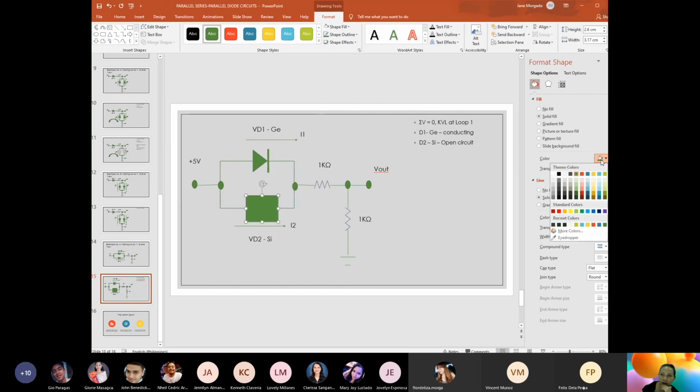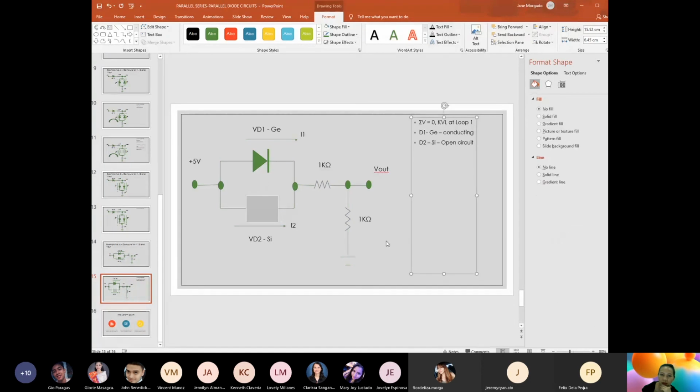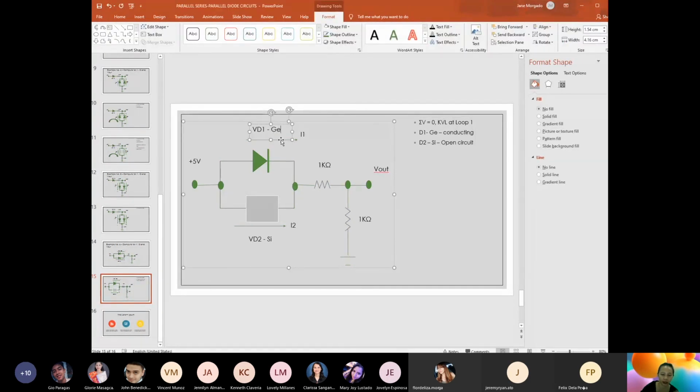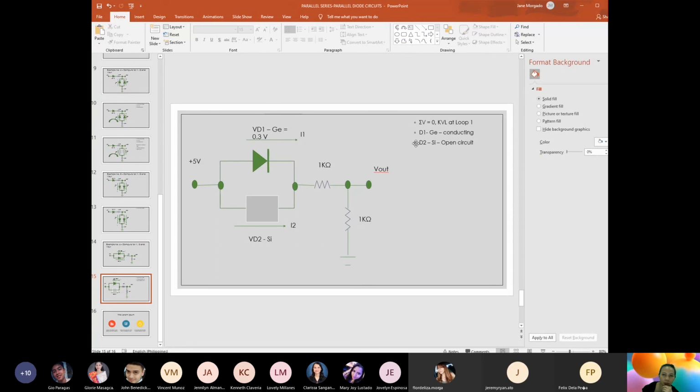Tama ba? Question? Student: So, ibig sabihin, ma'am, kung ano yung mas mataas, yun lang yung i-acknowledge natin? Hindi, mas mababa nga sa germanium eh. 0.3 nga to, di ba? Kasi si silicon is 0.5. 0.7, ma'am? 0.7. Sorry. Silicon is 0.7, germanium is 0.3.